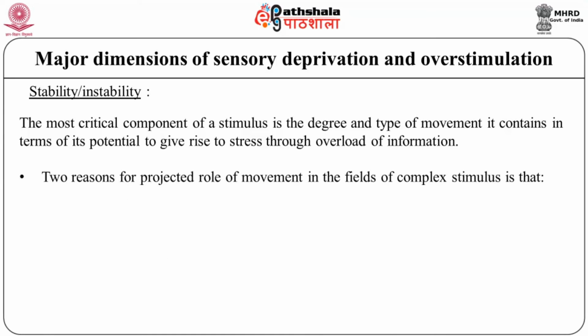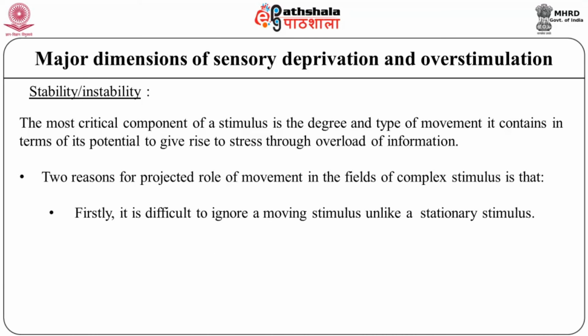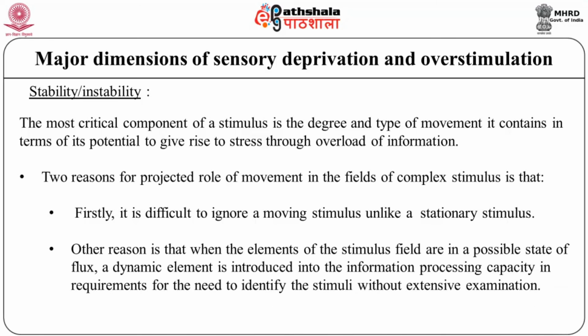Two reasons for the projected role of movement in the field of complex stimulus are, first, that it is difficult to ignore a moving stimulus, unlike a stationary stimulus. The other reason is that when the elements of the stimulus field are in a possible state of flux, a dynamic element is introduced into the information processing capacity, requiring the need to identify the stimuli without extensive examination. Here we again confront the bipolar dimension in terms of its effect on a concerned individual.